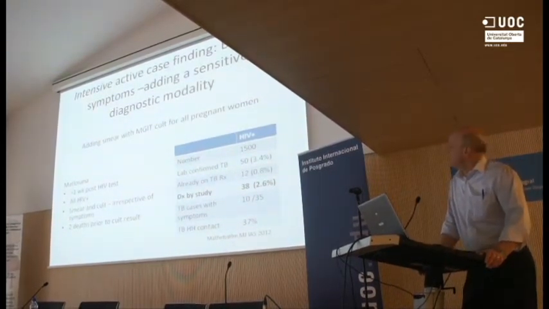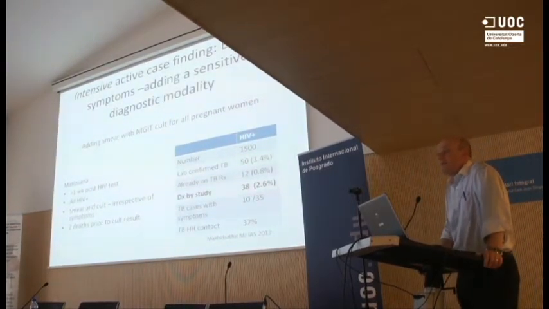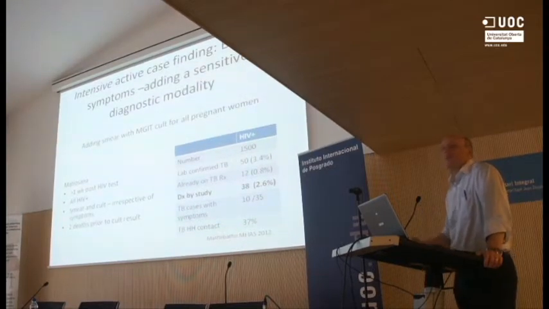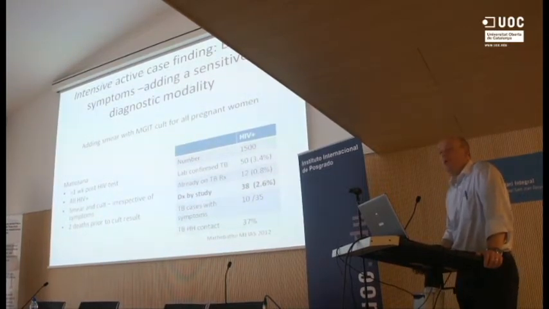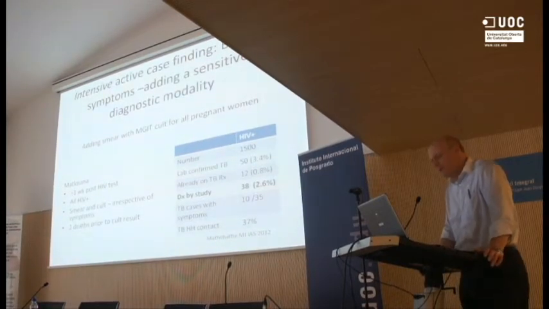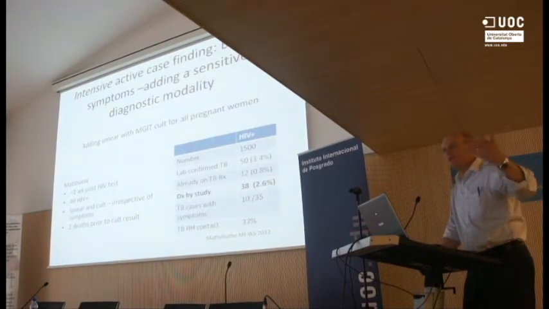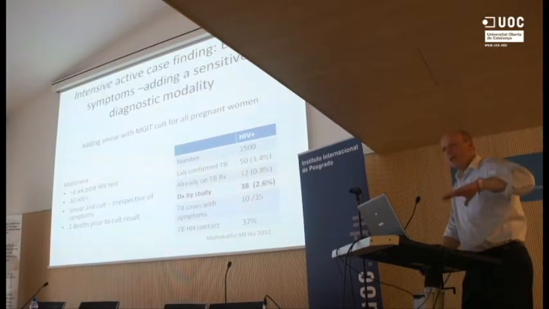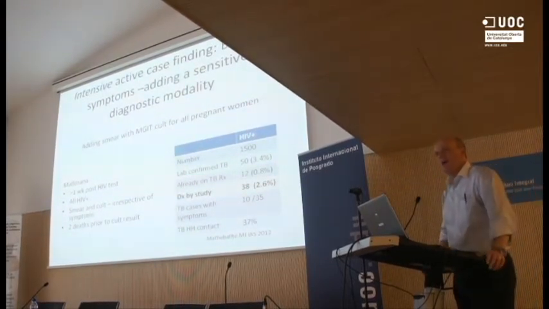So in another site that I work in, we tested everyone with a smear and culture, irrespective of whether they had symptoms. And we found much higher rates. You can see here, a total of 3.4% of these pregnant women had TB, and 2.6% of them were diagnosed by us. So there were some that were already on TB treatment, but in addition to those that already knew that they had TB, we diagnosed a further number of women.